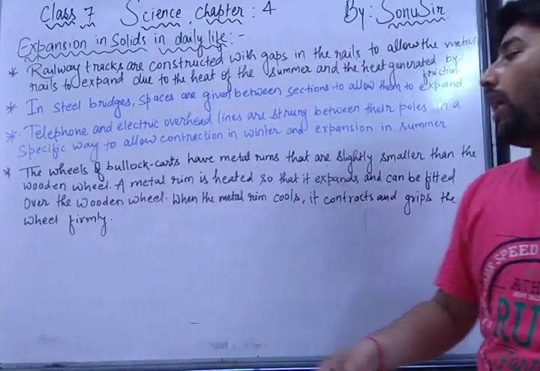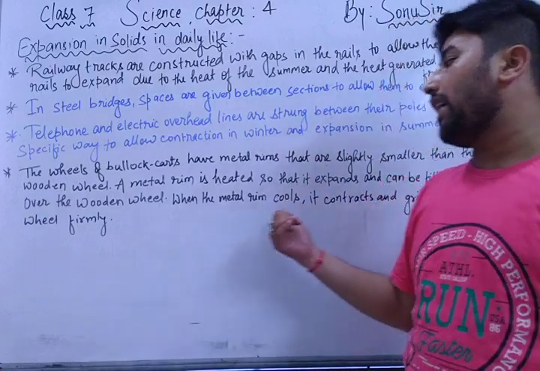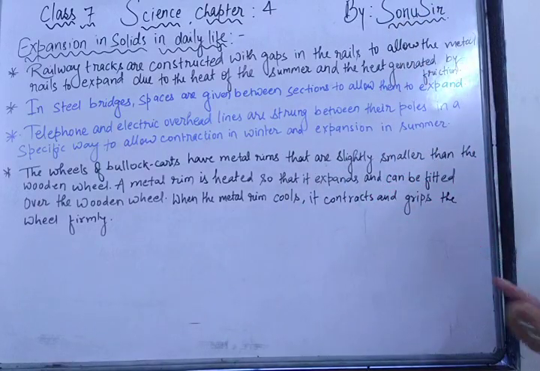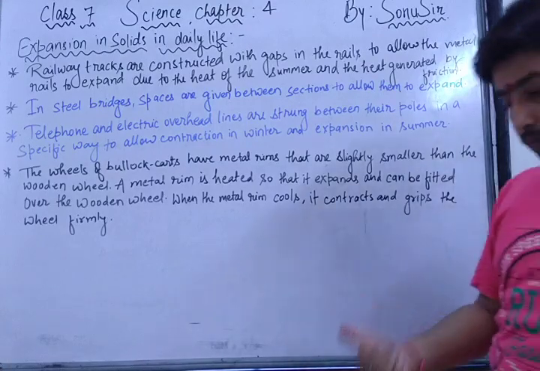Okay. The last point of expansion in solids in our daily life. The wheels of the bullock carts have metal rims that are slightly smaller than the wooden wheel. A metal rim is heated so that it expands and can be fitted over the wooden wheel. When the metal rim cools, it contracts and grips the wheel.